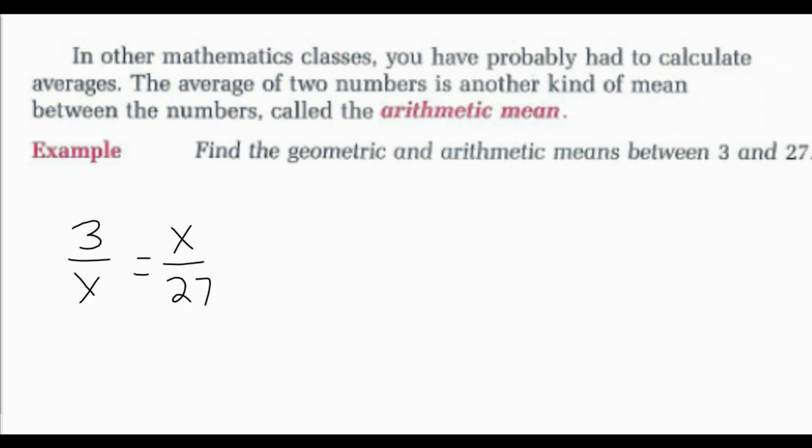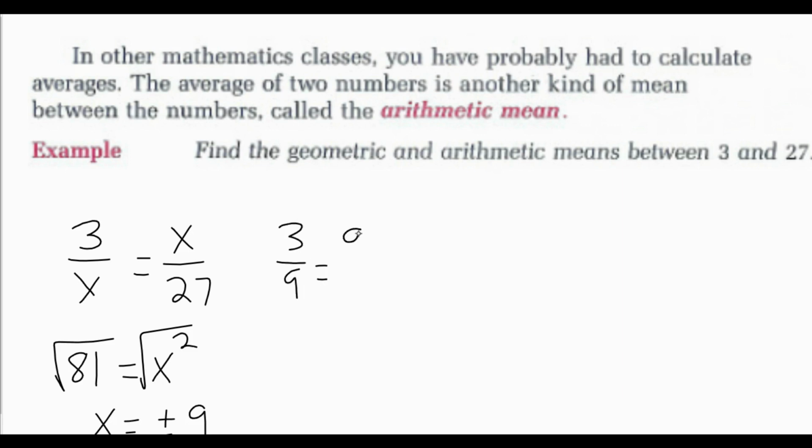Now I can use my means extremes product theorem and multiply out. So 3 times 27 would be 81. That's going to be equal to x times x, which is x squared. Now this becomes a square root problem where I can just square root both sides, and then I'll get x is equal to plus or minus 9, because 3 over 9 is going to be equal to 9 over 27. These will both simplify to 1/3, making the ratios the same.